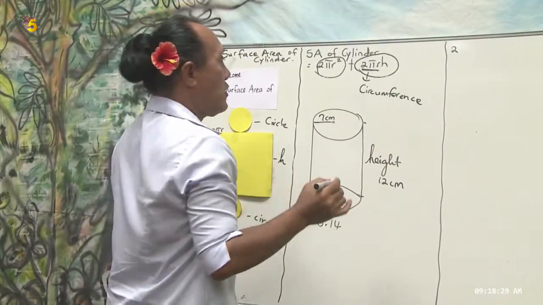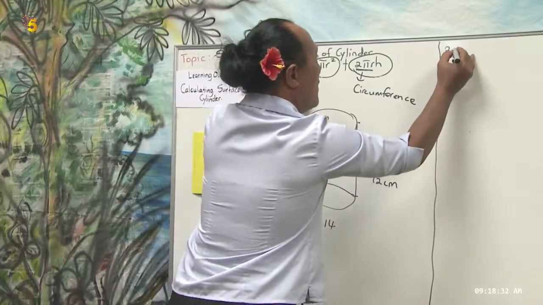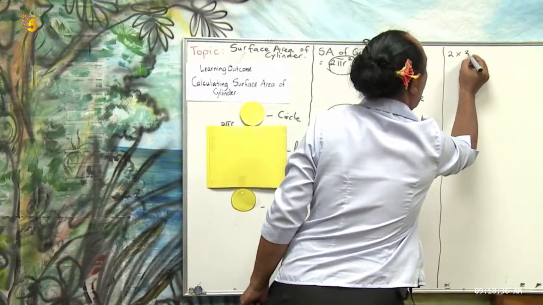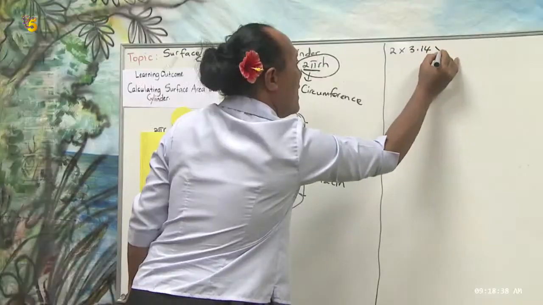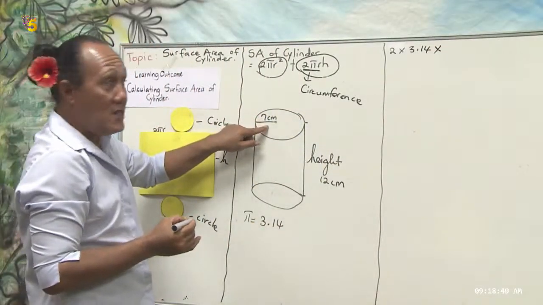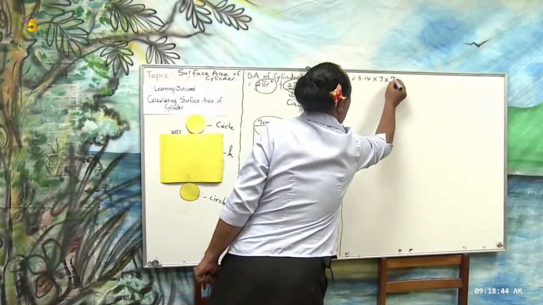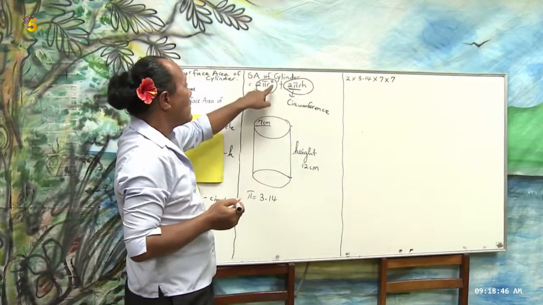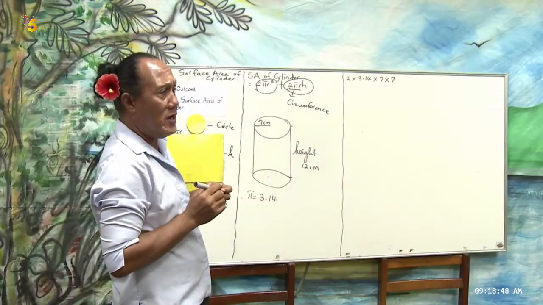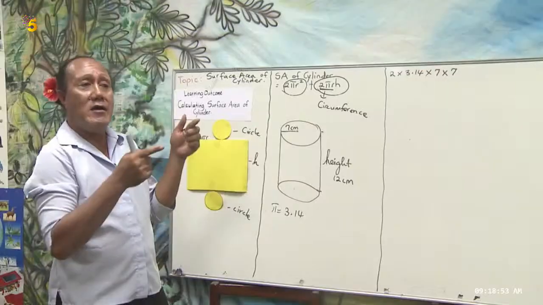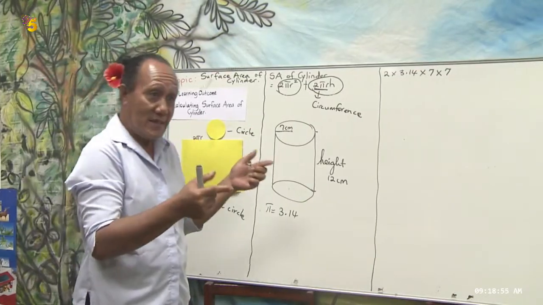Okay, let's do our work here. 2 multiplied by pi, which is 3.14, multiplied by r, which is equal to 7, and then multiply it again by another 7 because of the square here. You remember when you square a number, it means you multiply it 2 times.